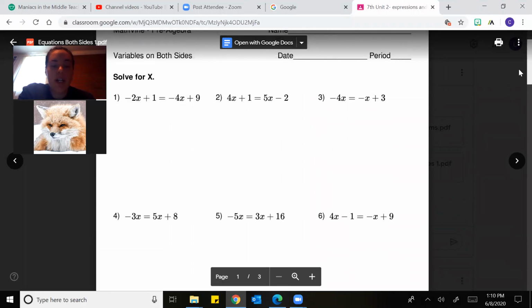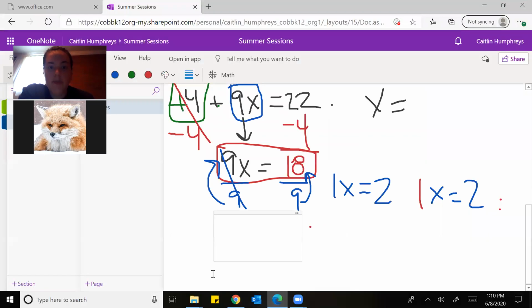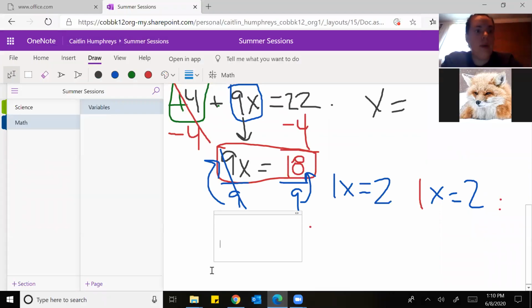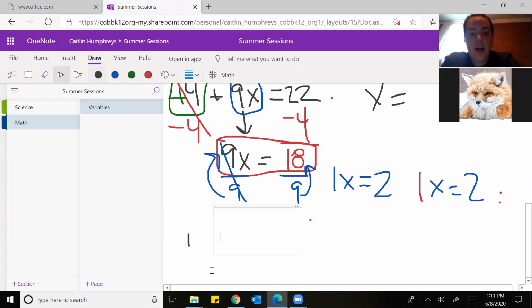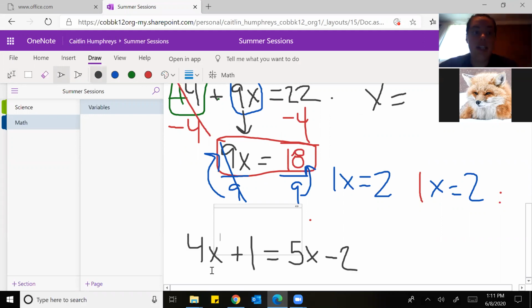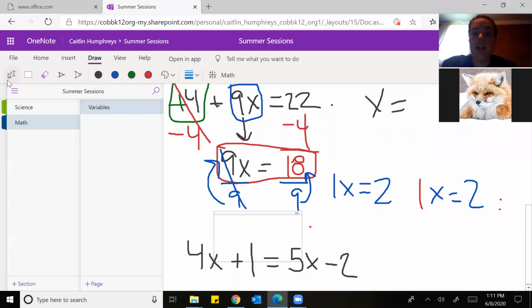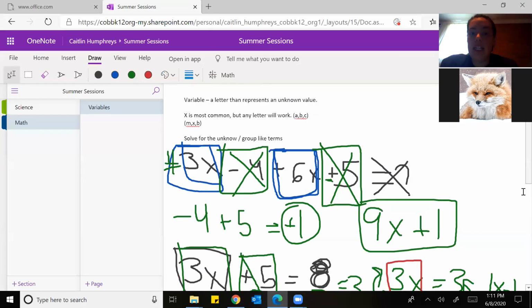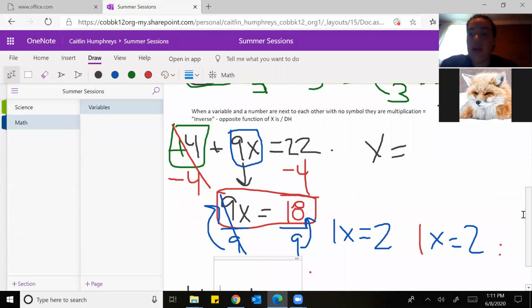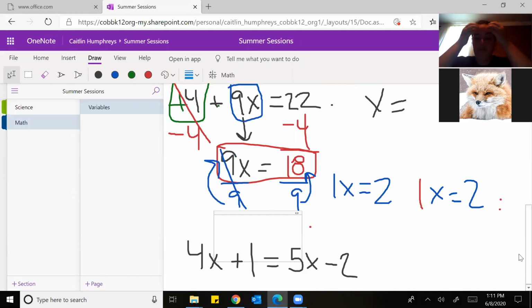So here's some more example questions, but let's start with this one. 4x plus 1 equals 5x minus 2. We're going to move that over there, and I'm going to write 4x plus 1 equals 5x minus 2. All right, so what we're doing here is essentially combining the two things we've already learned. We have learned how to combine like terms, and we've learned how to solve for variables. Now we're just doing them together.